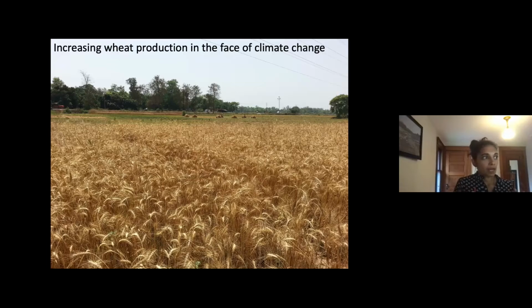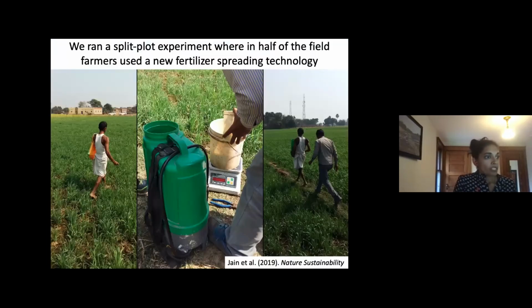But this is still a really exciting goal, given that yield gaps, or basically the amount of yield that can be increased in these areas, is particularly large. Studies estimate that yield gaps can be closed by 20% if you get the right types of management in farmers' hands. So in partnership with CIMMYT, the International Wheat and Maize Breeding Institute headquartered in Mexico, but they have regional offices in India, we ran a split plot experiment with 150 farmers in Bihar, which is in northeastern India.